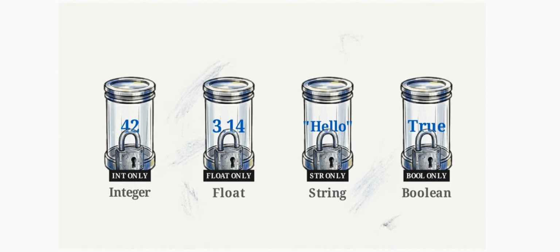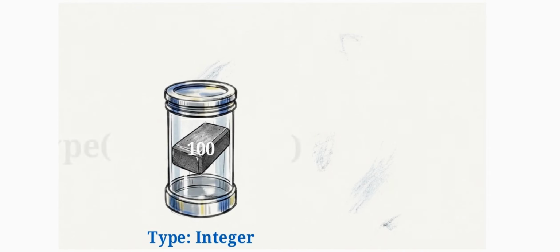Older languages require you to stick a permanent label on every box to declare exactly what type of data would go inside. Python uses dynamic typing. Notice how the box here adjusts automatically. Python figures out the data type on the fly, simply by looking at the value you drop into it.